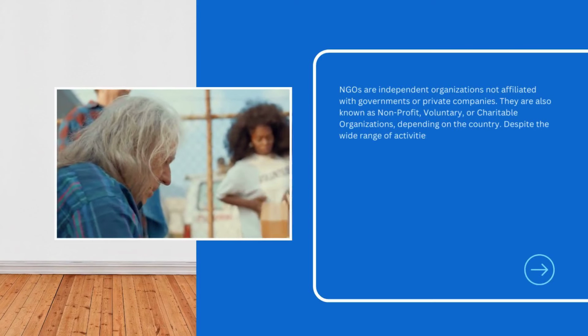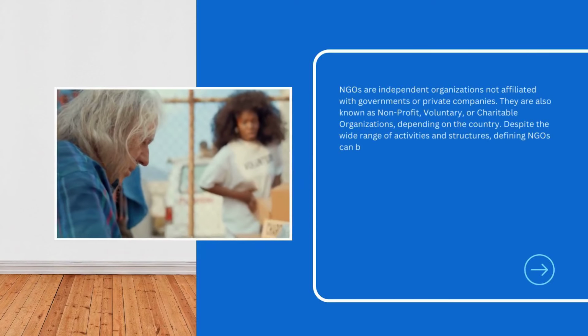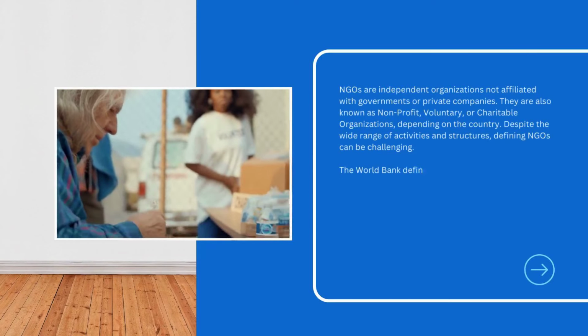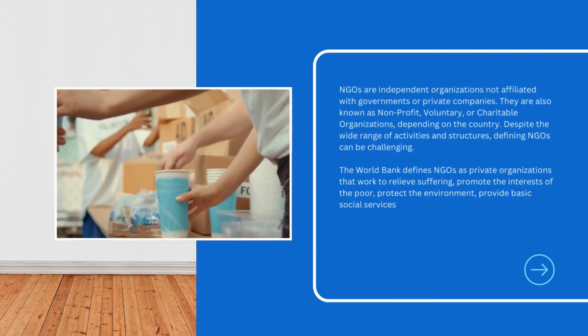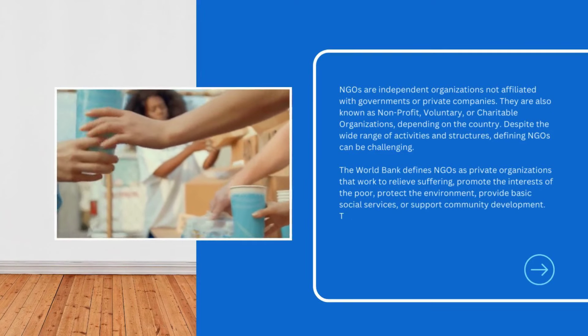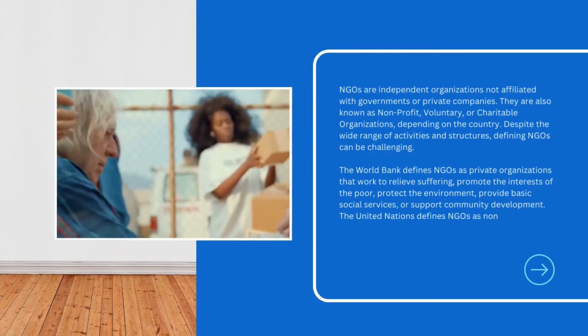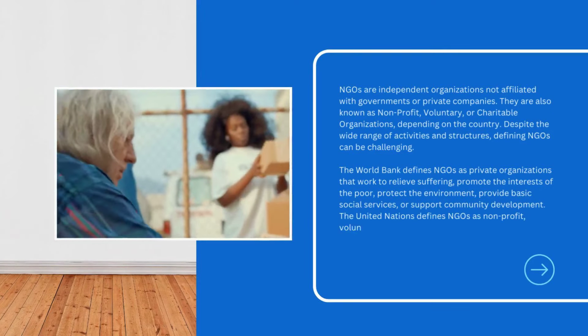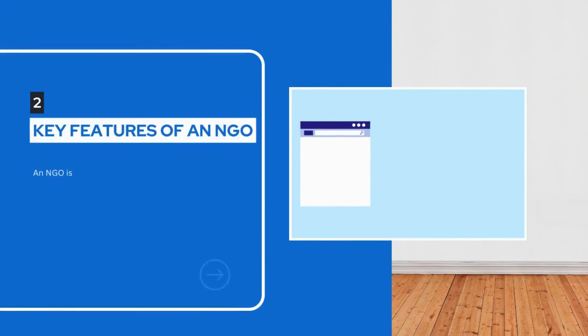Despite the wide range of activities and structures, defining NGOs can be challenging. The World Bank defines NGOs as private organizations that work to relieve suffering, promote the interests of the poor, protect the environment, provide basic social services, or support community development. The United Nations defines NGOs as nonprofit voluntary citizen groups organized locally, nationally, or internationally to address issues for the public good. The second section includes key features of NGOs.